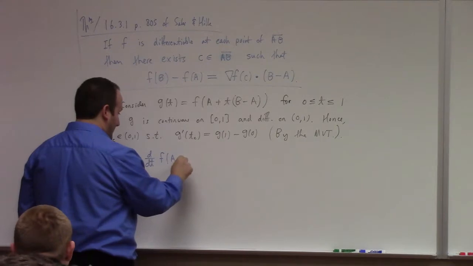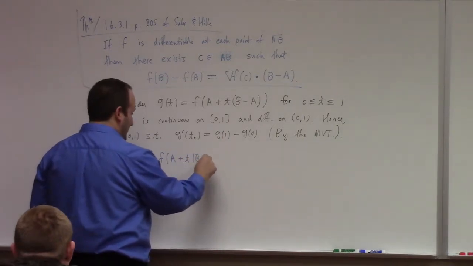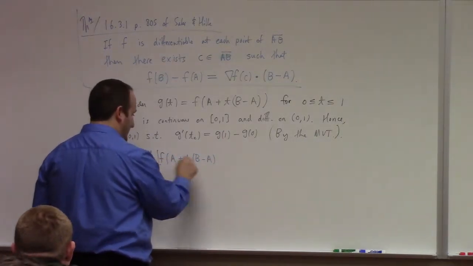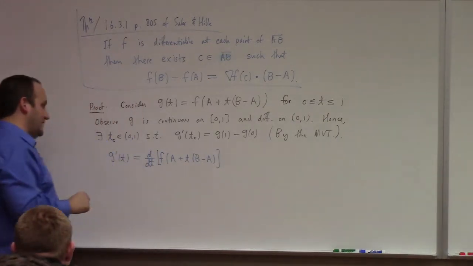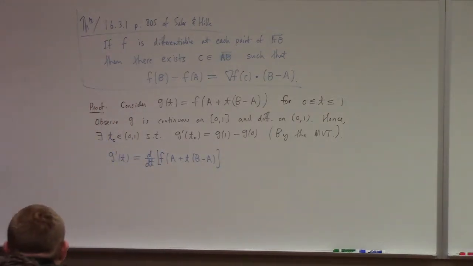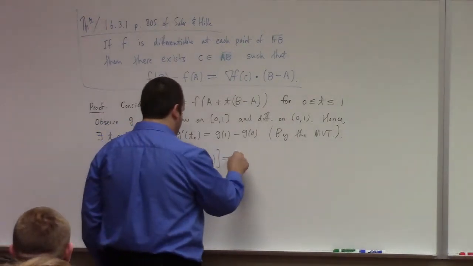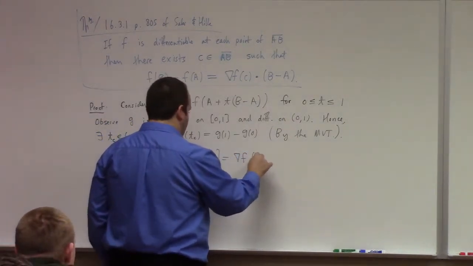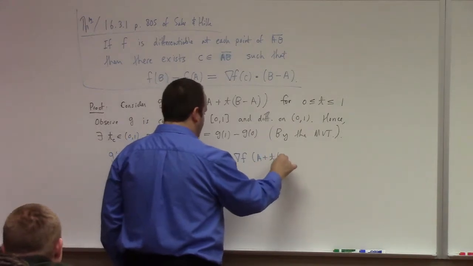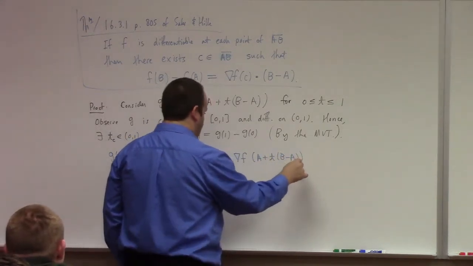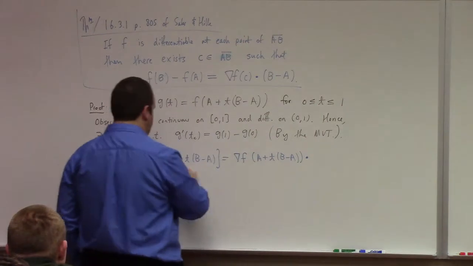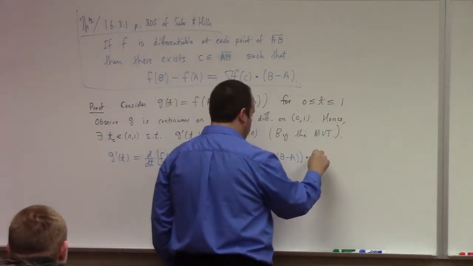Let's see here. Plus t times b minus a. I have a suspicion. So how do you differentiate that? Well, we're differentiating a function of a function, right? We need the chain rule. And the chain rule we worked out was the gradient of f evaluated at a plus t times b minus a, dotted with the derivative of the inside function, but the derivative of the inside function is just b minus a here.